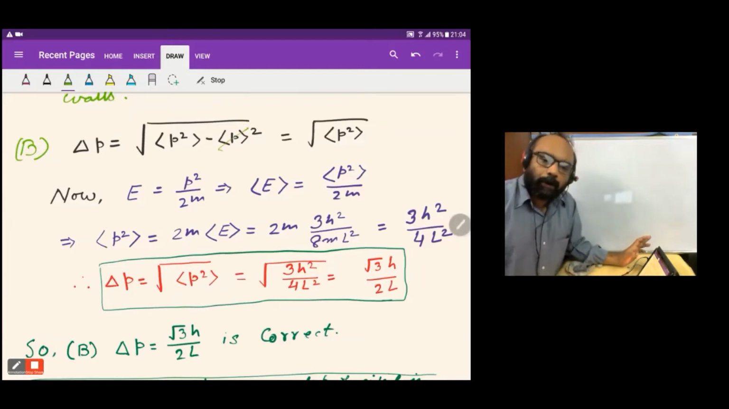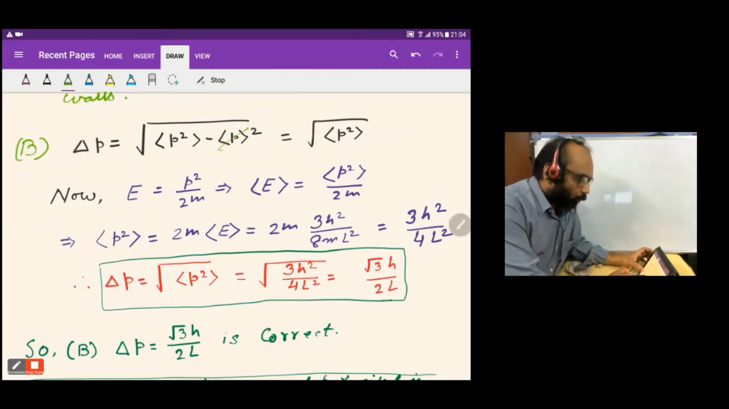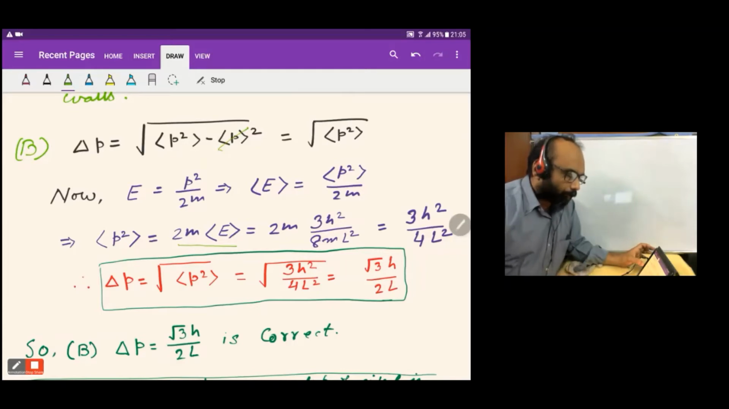Now we know E equals P square by 2m. Therefore, the average value of E is equal to the average value of P square by 2m. So P square average is equal to 2m times average E. We know average E, which is 3h square by 8mL square. Putting that value gives us the average of P square as 3h square by 4L square.